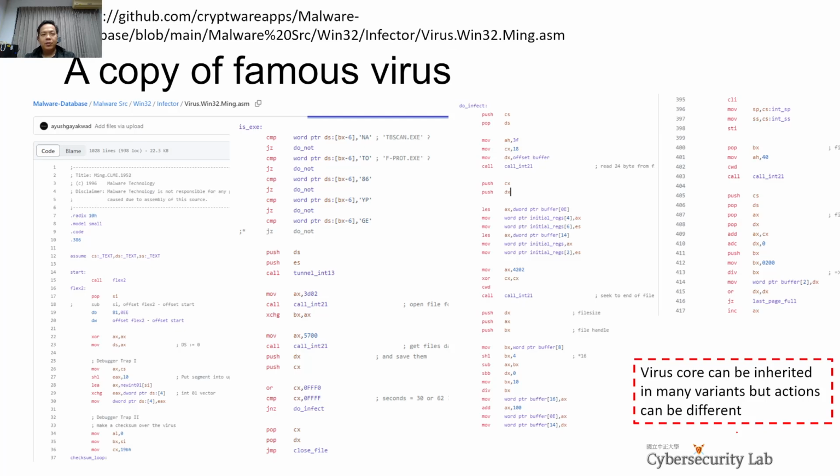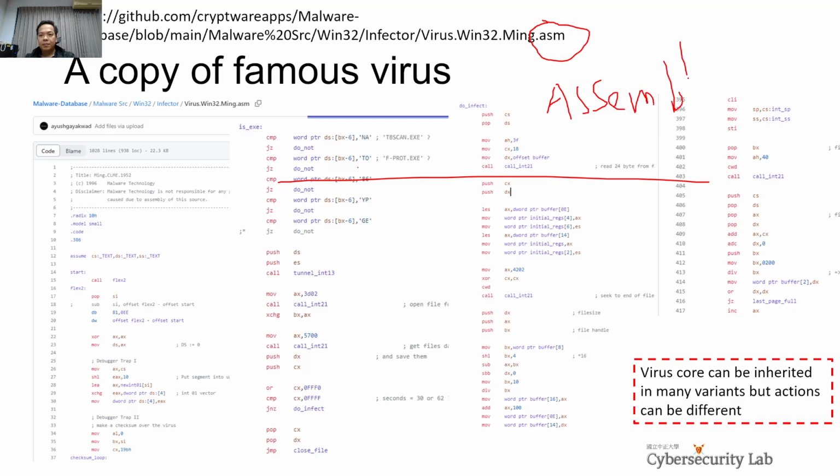And here is a copy of a famous virus. Actually, this virus is written in assembly language. One thing you can do is go to this kind of database and check the many, many variants of viruses. If you master this kind of code, you can inherit it to create a virus by yourself.